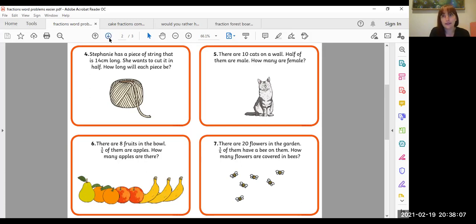There are the answers at the end. So please don't look at them straight away. See if you can work them out first, and then you can mark your own work or get mummy or daddy to mark it for you, okay? All right. The next activity.